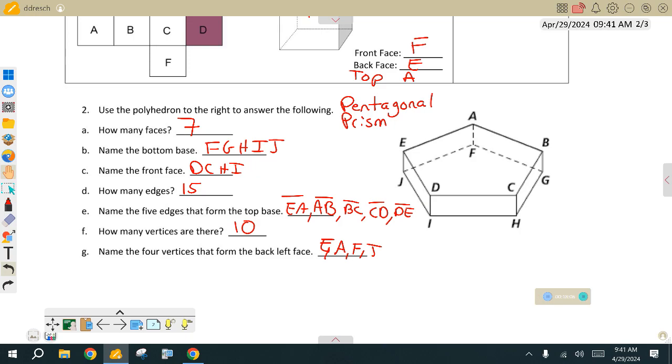Okay? So trying to get you into that three-dimensional thinking. Let's keep with that three-dimensional thinking. Okay? That's where we're at this week.